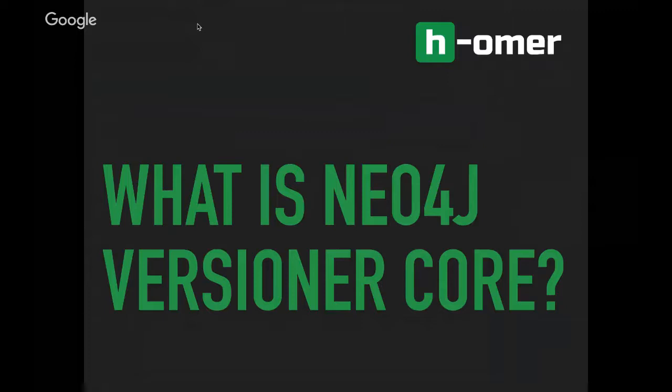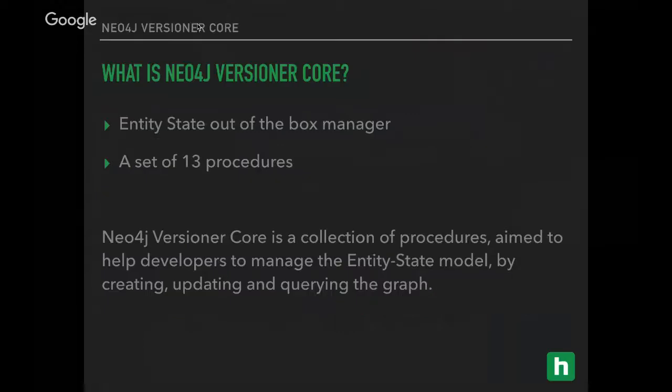So, what is Neo4j Versioner Core? Neo4j Versioner Core is our module that we created as a set of 13 Neo4j procedures. If you want to say it in a short way, it is an entity state out of the box manager. Our first aim was to give people a tool to handle this kind of model, which we came up with by mixing a couple of models that we found while we were browsing how to resolve this problem.